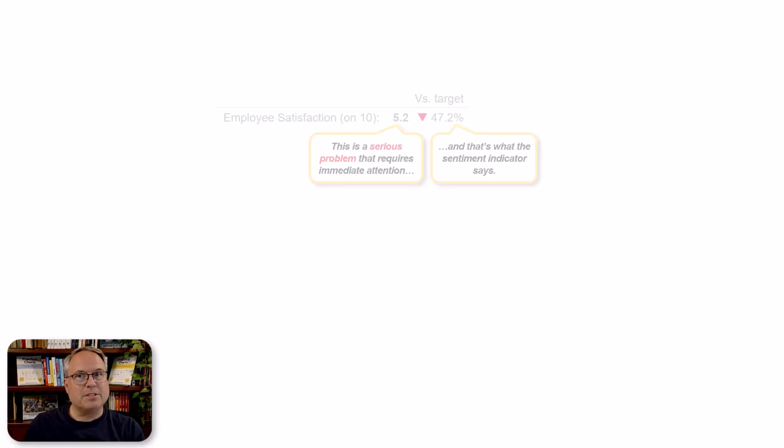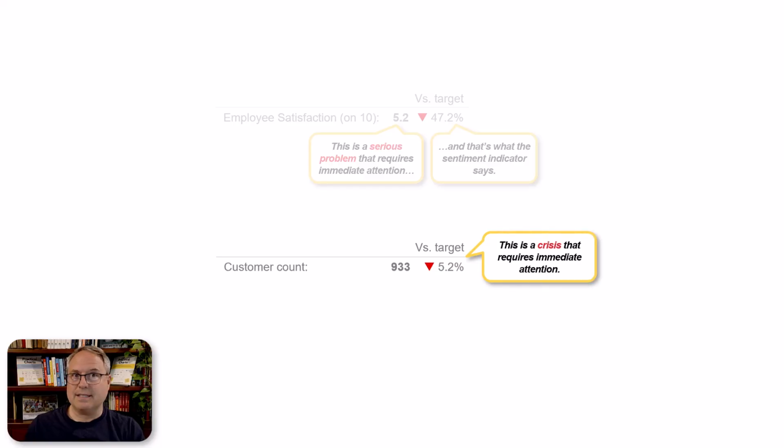But if we look at some other metrics, like we also have customer count here. And so that is 5.2% below target. And when we have a closer look, we realize, yes, this is indeed a crisis. Looks bad on the dashboard and it is bad. Great, so far so good. We also have a metric called cash on hand, and that is also, just by coincidence, down 5.2% as well. It's down by the same amount.